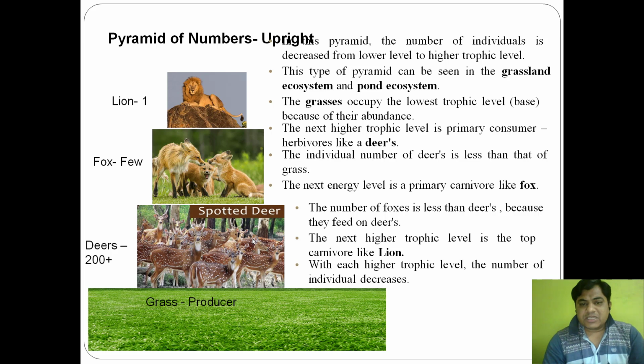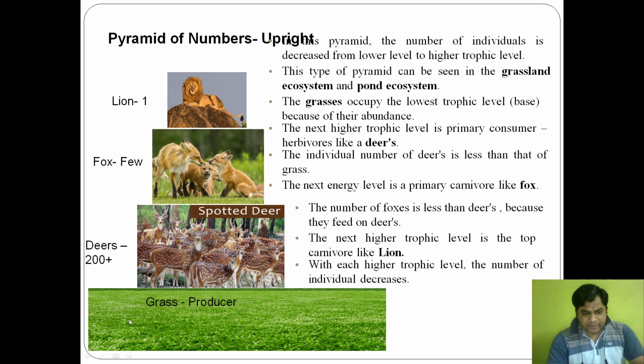The grasses, for example, are producers, and they occupy the lowest trophic level, the base, because of their abundance. In nature, the producers are abundant. The next higher trophic level is the primary consumer, the herbivores, like deer. Here is an example of deer. They are herbivores, they feed on green plants, which is why they are called herbivores. Now the number of individual deer is less than that of grass.